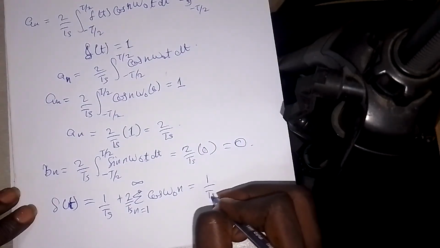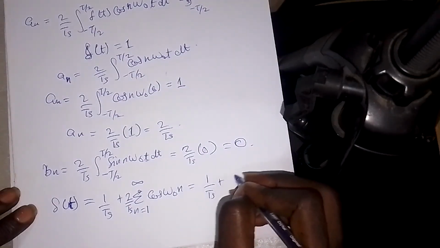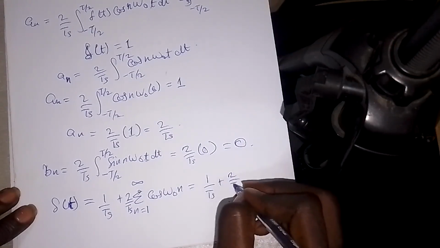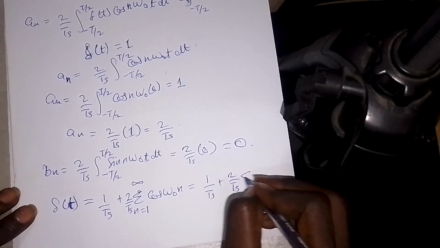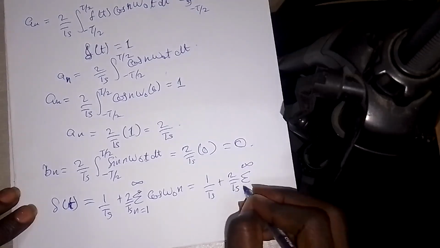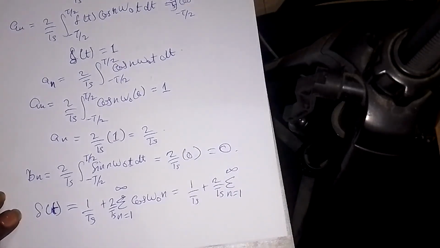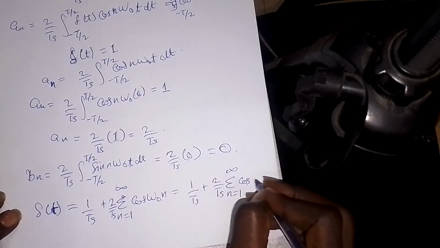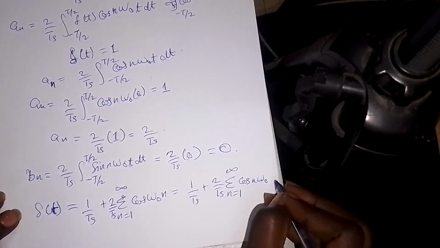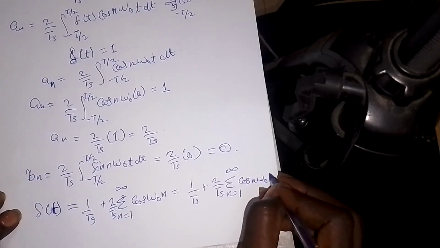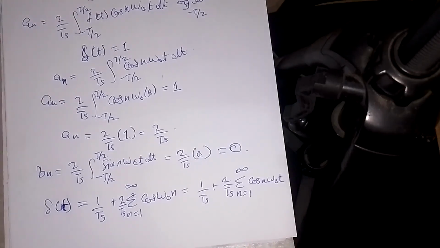So I can say that it's equal to 1 over Ts plus 2 over Ts into the summation from n equals 1 to infinity of cos n omega naught t. Not t alone, n omega naught t. So basically, this is what I am going to have.